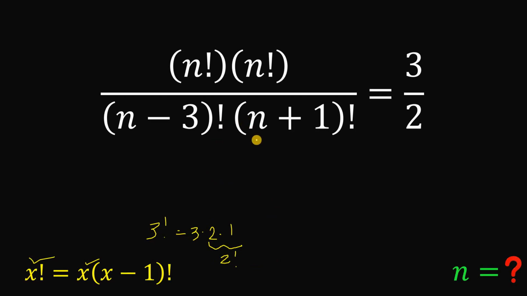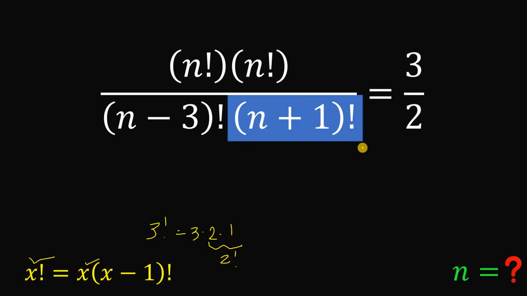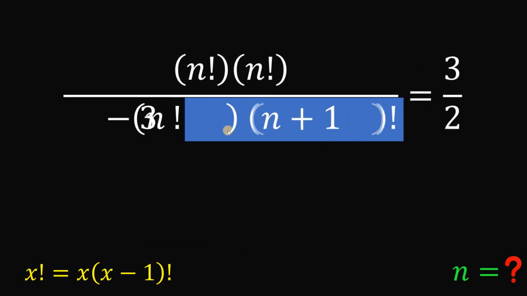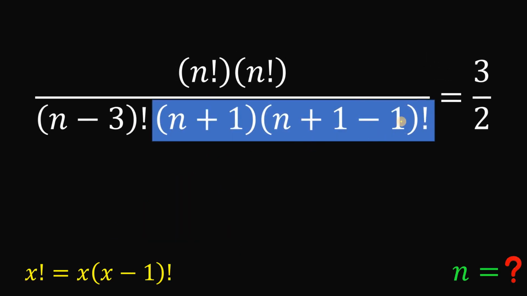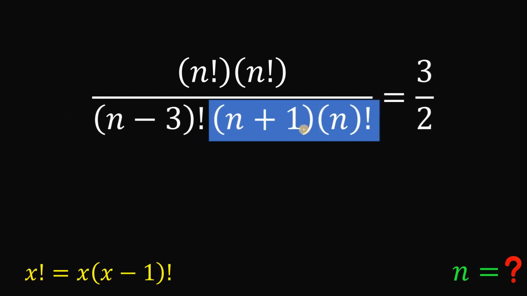Alright. Now, let's focus on this n plus 1 factorial. Using this identity, we can say that n plus 1 factorial can be written as n plus 1 multiplied by n plus 1 minus 1 factorial. Now, n plus 1 minus 1, positive 1 and negative 1, is just 0. So, we have n plus 1 multiplied by n factorial.